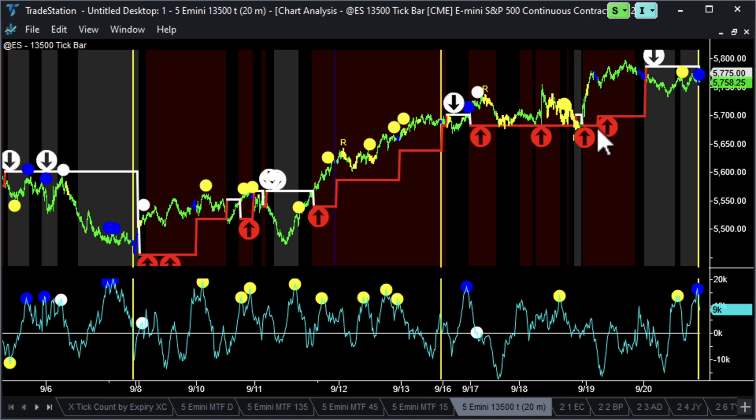So there we go, that's the E-mini. We're in an uptrend, but we could see a little bit of weakness early in the week and then have another go at 5800 and bust a whole bunch of stops, hopefully.